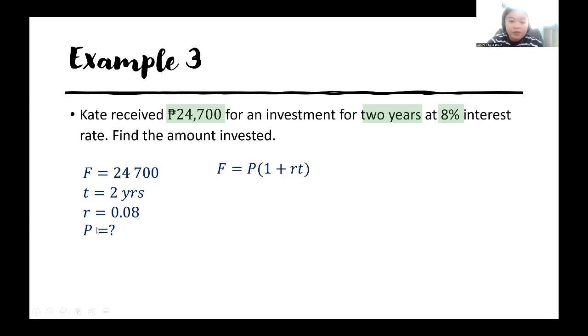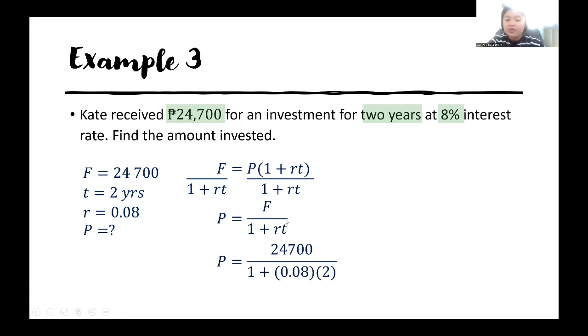So, it's the same formula as before. Let's derive it. P is what we want to find, so the term to cancel is 1 plus RT. Divide both sides by 1 plus RT. So P is equal to F over 1 plus RT. Substitute all the values and then enter that in your calculator, and you will have 21,293.10. So Kate invested 21,293.10 two years ago, and after 2 years, she received 24,700.